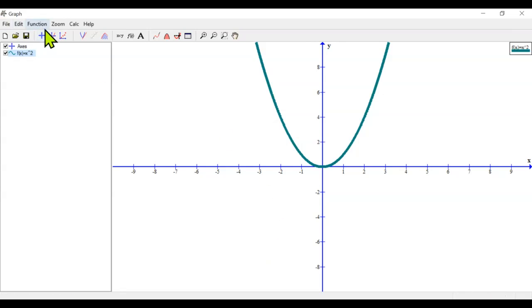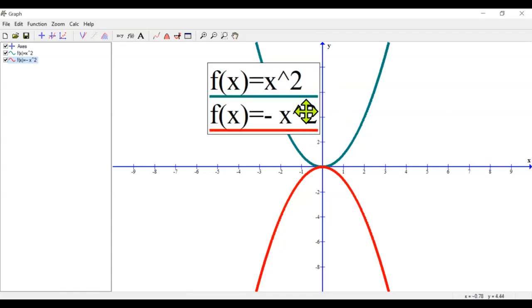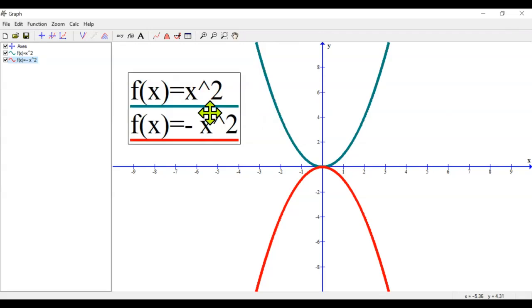What if I say insert function and I say negative x squared? What do you think will happen? It will be down. Is this clear? I can change the color to red so you can see the difference, and I can increase the font size so you can see which one. Okay, is this clear? Yes.